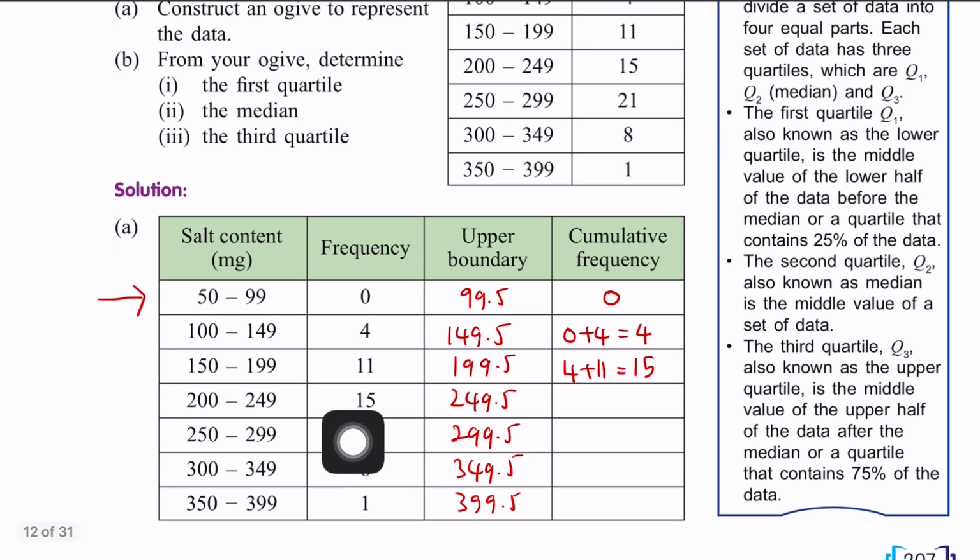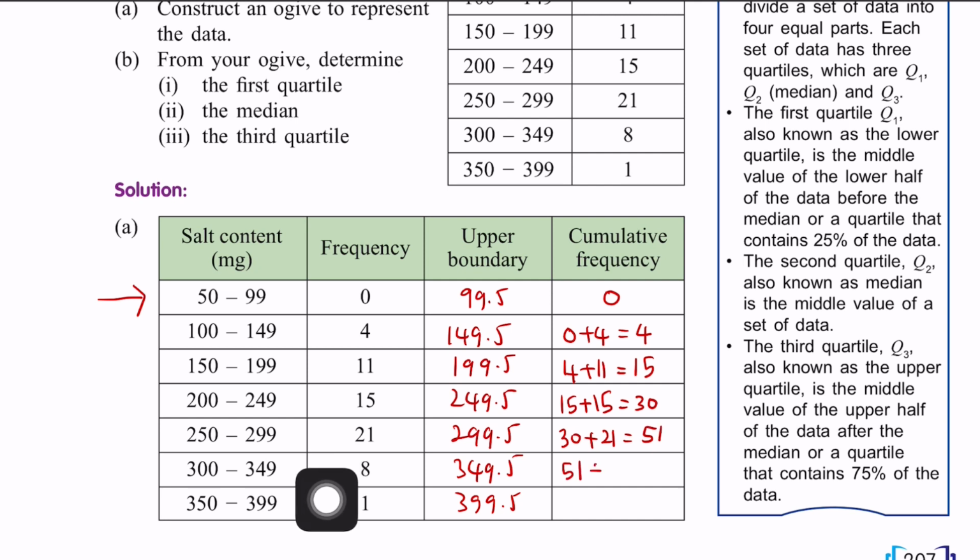Next 15 juga kan. So 15 plus previous ni 15 dapat 30. Next ada 21. So previous tadi 30 plus 21 dapat 51. So 51 tulis balik plus 8 kita dapat 59. Tulis balik 59 sini plus last one kita ada 1. So dapatlah 60. Ingat cumulative frequency mesti semakin menaik. 0, 4, 15, 30, 51, 59, 60. Dia mesti sentiasa naik. Dia takkan ada naik, turun, naik, turun. Tak ada. Dia mesti sentiasa naik.